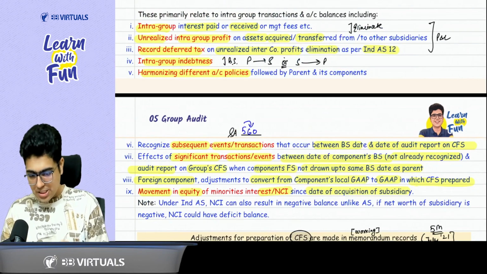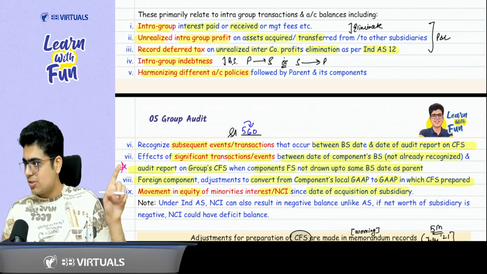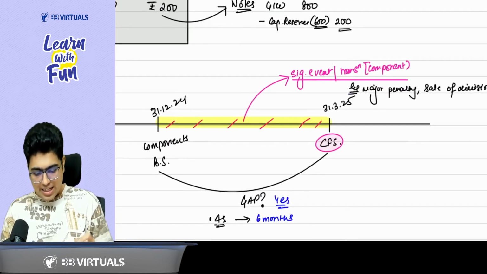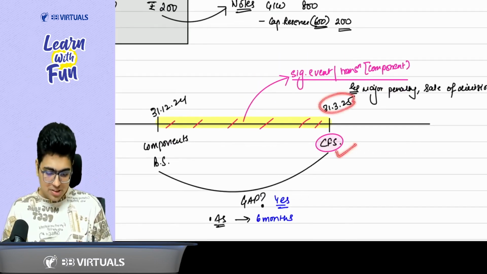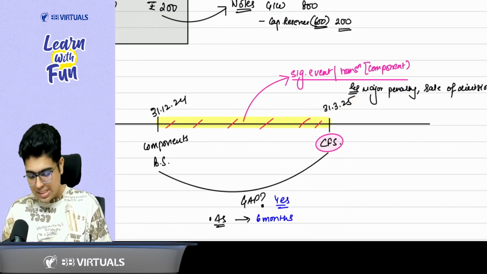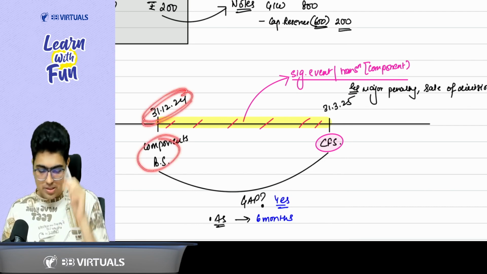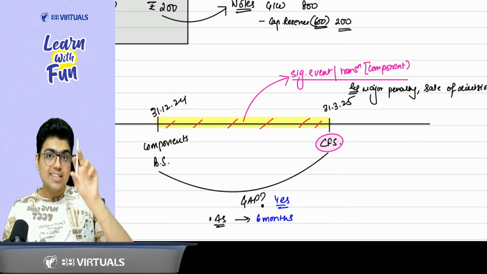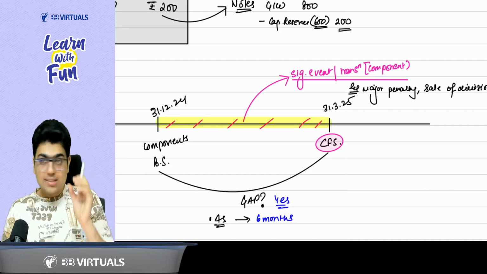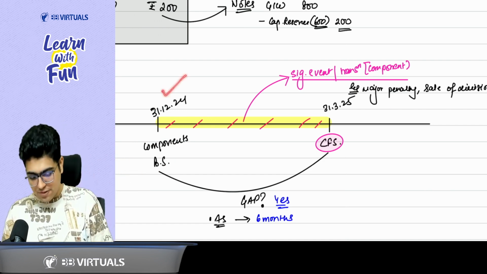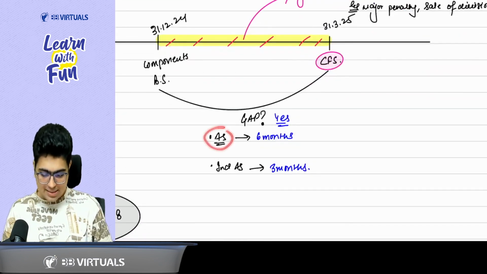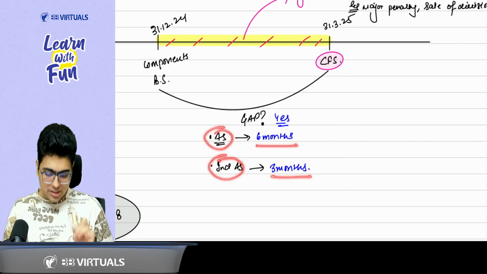Then we covered a special type of transaction. MCQ can be asked on this part. Everyone please focus. Let's say CFS are prepared on 31st March 25. The component's balance sheet is prepared on 31st December. Can I consolidate the component's balance sheet with my CFS? Yes, you can do that. But sir, there is a date gap. It is 31st December, this is 31st March. It is allowed. As per AS, a gap is allowed up to 6 months. As per Ind AS, a gap is allowed up to 3 months.